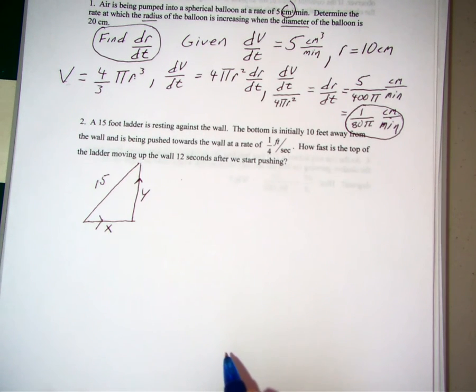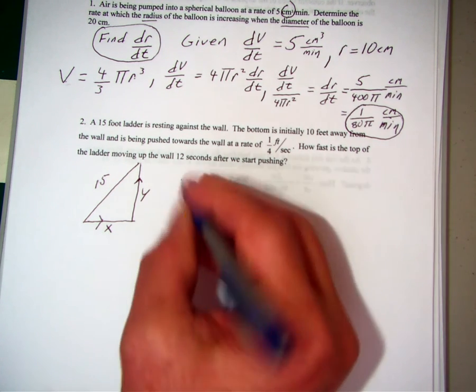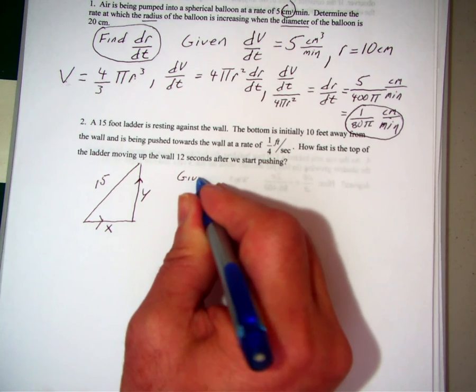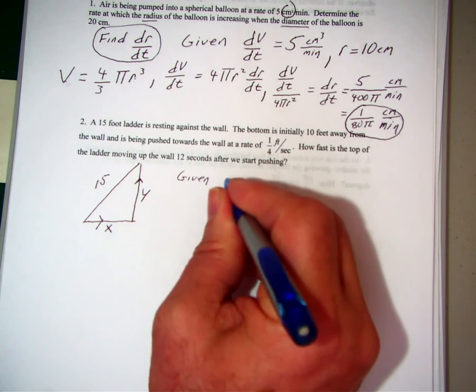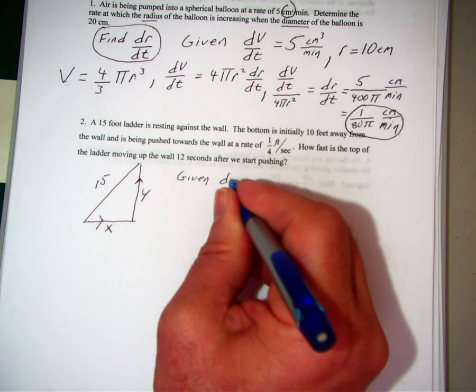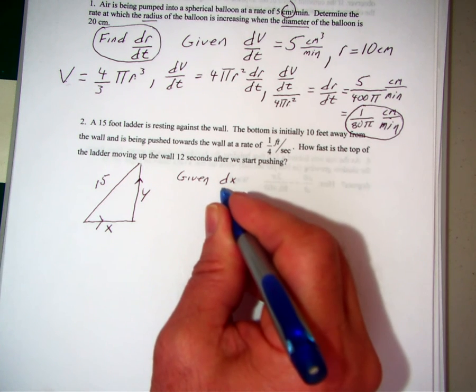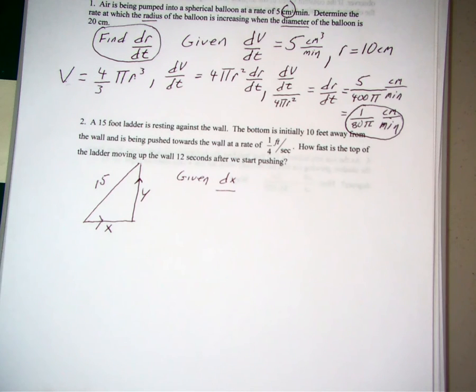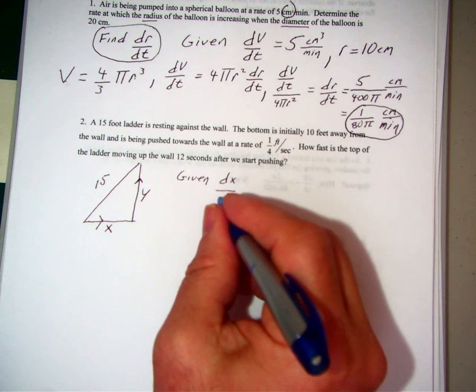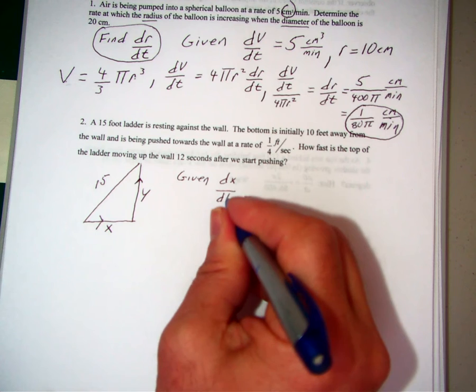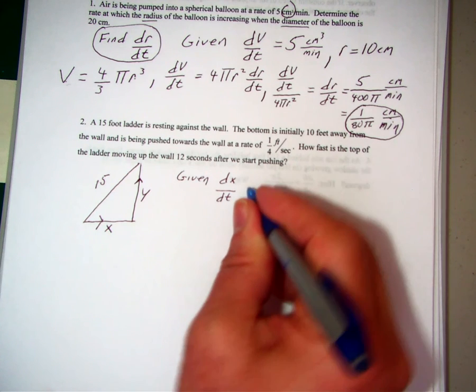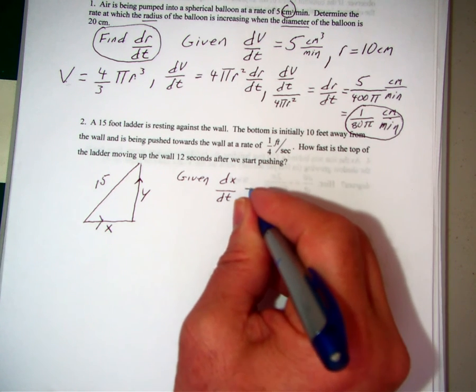Now, what do we got to write down in terms of our givens? The bottom is initially 10 feet away and it's being pushed towards the wall. So X is a decreasing variable, right? That means dx/dt has to be negative. Y'all remember, a decreasing quantity has a negative derivative, and an increasing quantity has a positive derivative? That's what we're doing right here. So we're given that dx/dt, and y'all, it is important to keep track of these conventions. Okay, so that's minus 1/4.